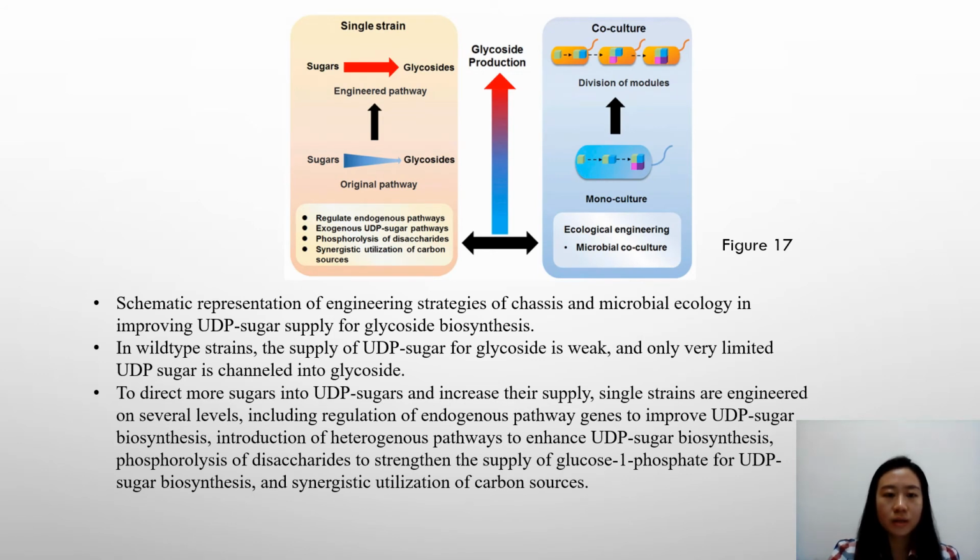Figure 17 is the schematic representation of engineering strategies of yeast and microbial cell factories in improving the UDP sugar supply for glycoside biosynthesis. To direct more sugars into UDP sugars and increase their supply, strains are engineered on several levels, including regulation of endogenous pathway genes to improve UDP sugar biosynthesis, introduction of heterologous pathways to enhance UDP sugar biosynthesis, phosphorylases of disaccharides to strengthen the supply of glucose 1-phosphate for UDP sugar biosynthesis, and synergistic utilization of carbon sources.